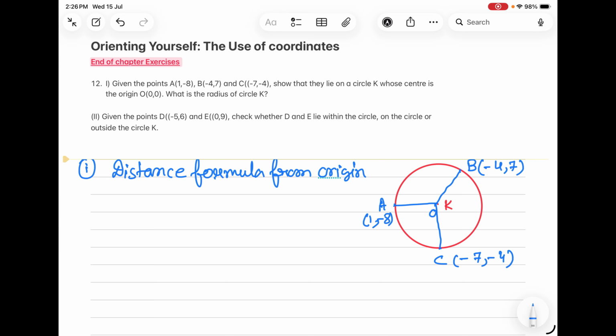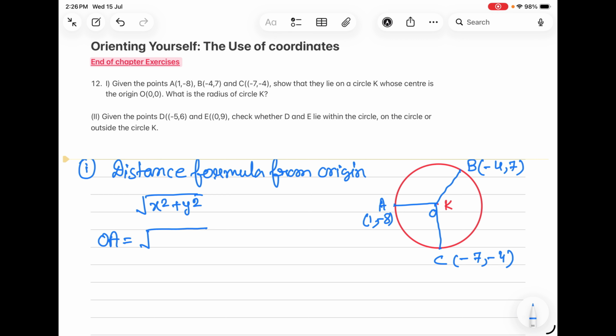What is the distance formula from origin? Square root of x square plus y square. Because here the other point O has coordinates 0, 0. That's why the distance formula from the origin will be square root of x square plus y square. Okay, now find OA.